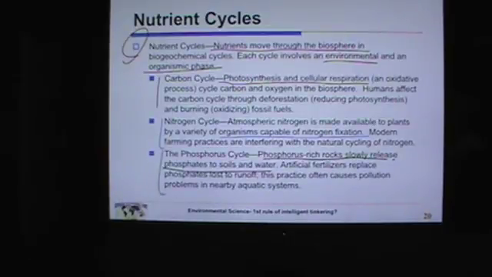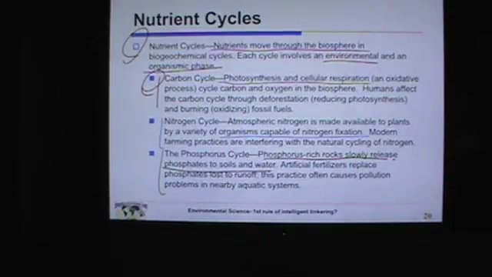And the phosphorus cycle. Phosphorus is primarily found in rocks. They're phosphorus-rich rocks that slowly release phosphates to soils and water. Quite often phosphorus is a limiting nutrient for plant growth. Artificial fertilizers replace phosphates lost to runoff. The practice often causes pollution problems in nearby aquatic systems. We will talk a great deal about Lake Okeechobee and the problems it faces because of excess phosphorus in the watershed.